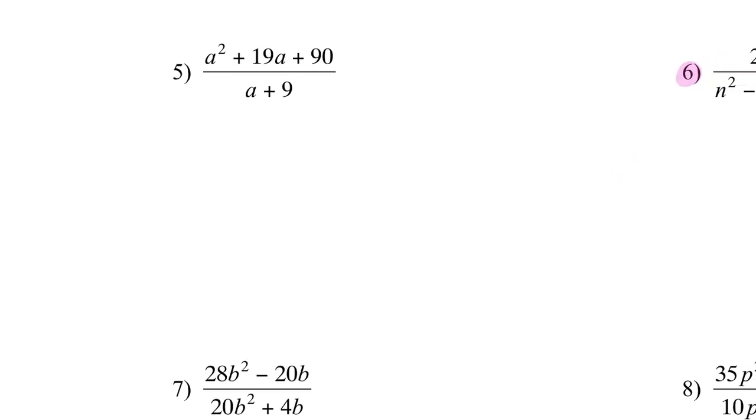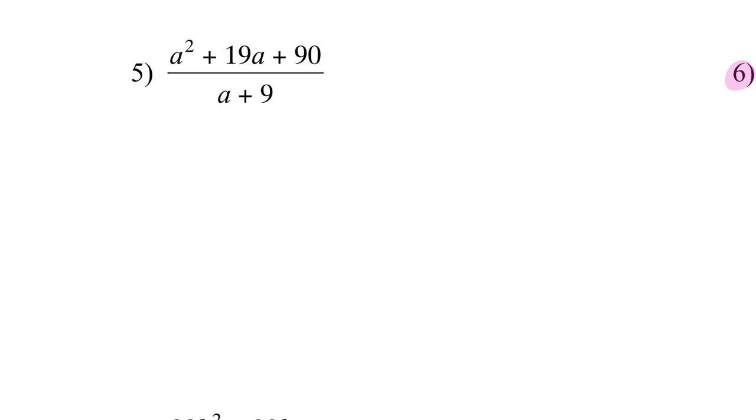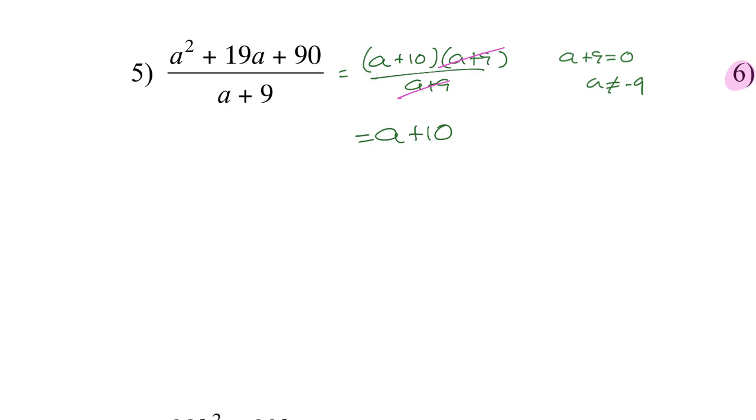Let's see this one. I can start by factoring. In this case, I can factor with two numbers that multiply to give you 90 and add to give you 19, which are 9 and 10. So a plus 10 times a plus 9, divided by a plus 9. Again, before we cancel out, let's find that excluded value. So a cannot equal negative 9. And now I can cancel out the a plus 9, so this means that a plus 10.